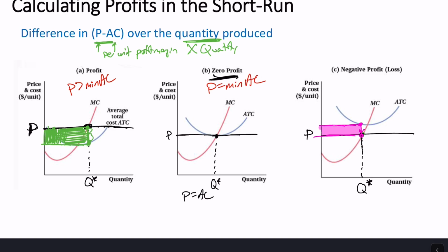And we have 0 economic profits. And over on the right, our price line is less than minimum average cost, price below minimum average cost right there. And so usually, price is less than minimum average cost. And if that ever happens, we're always going to have negative profits or losses.